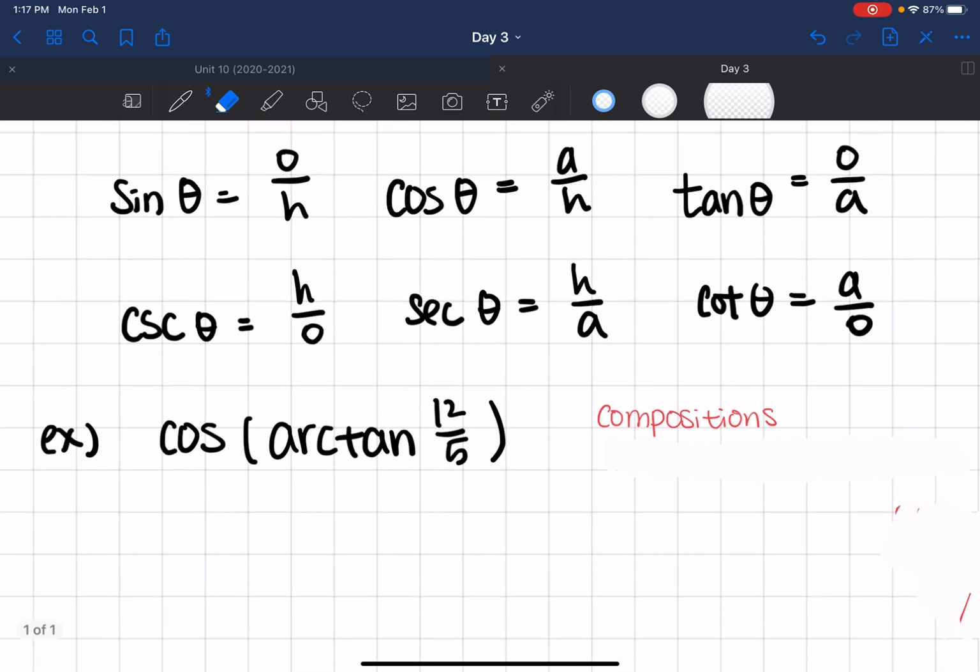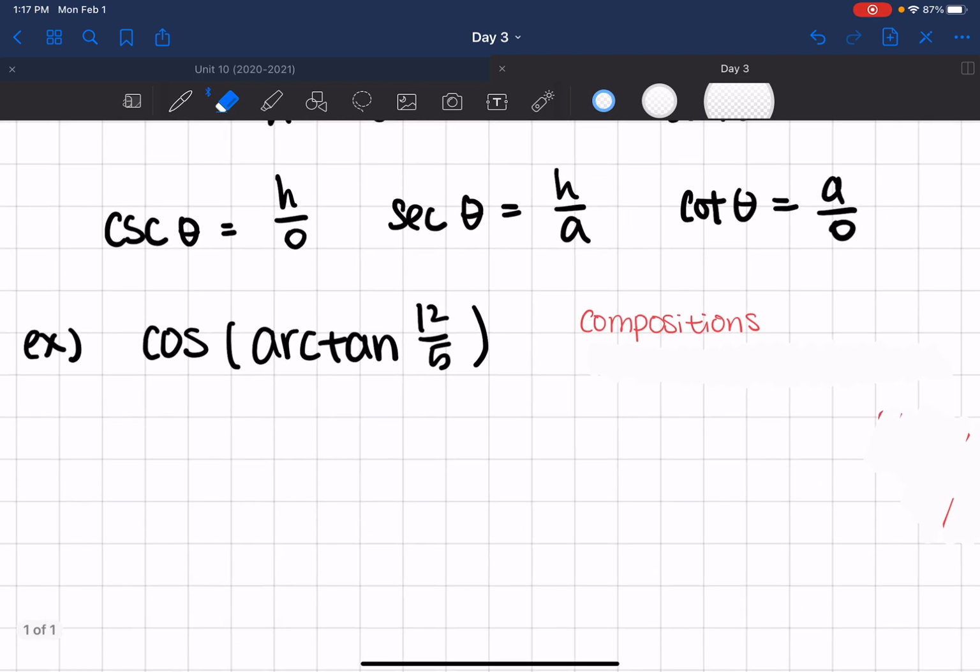Now, let's review the definition of the compositions as well. Remember, we talked about this last semester, but also in Algebra 2. When you evaluate function compositions, you have to start with the inner function and apply that value to the outer function, okay? So if you look at the first example right here, I have to evaluate the cosine of arctan of 12 over 5, okay?